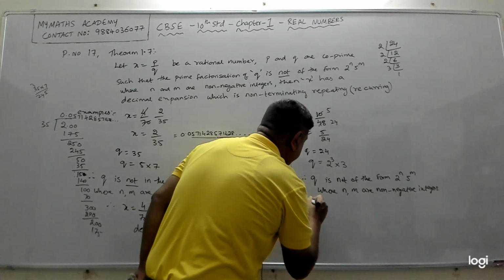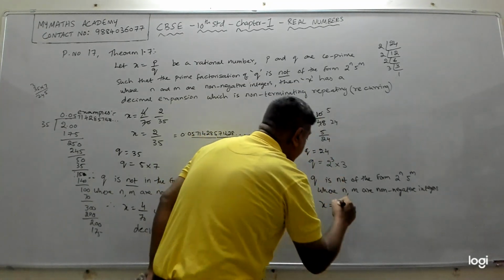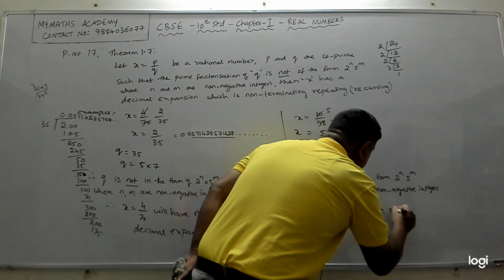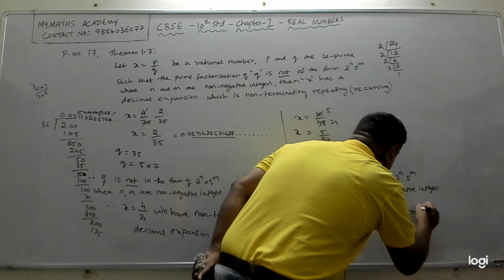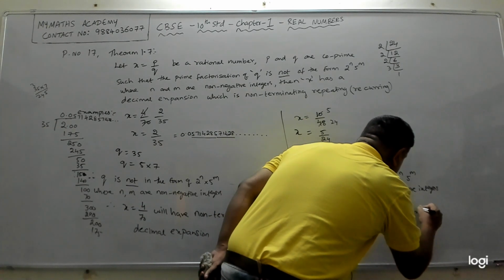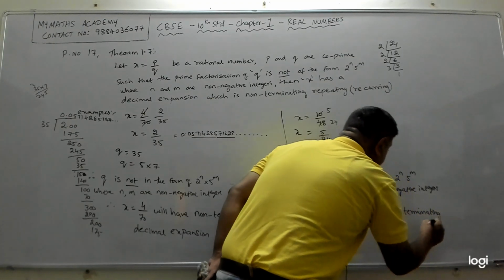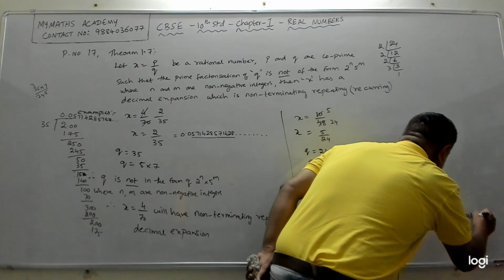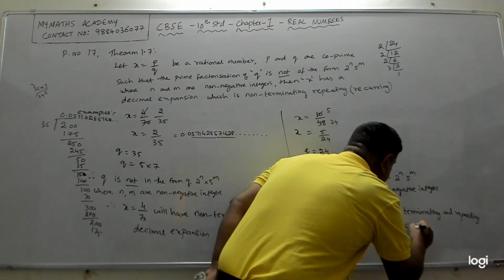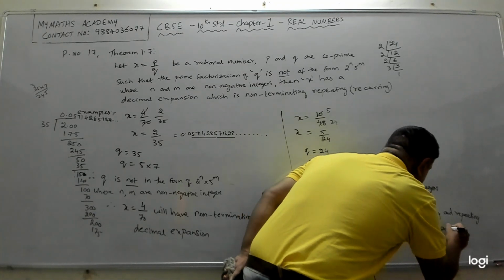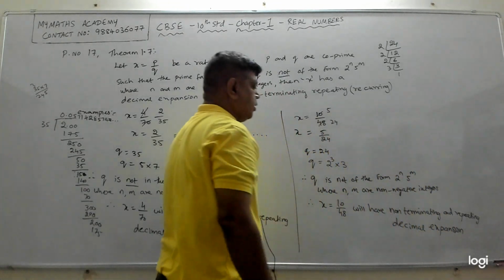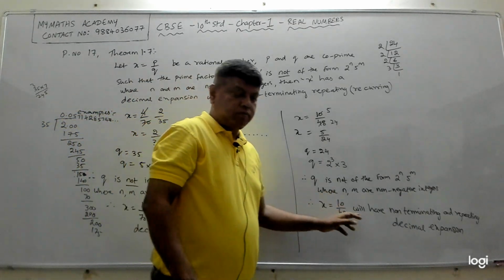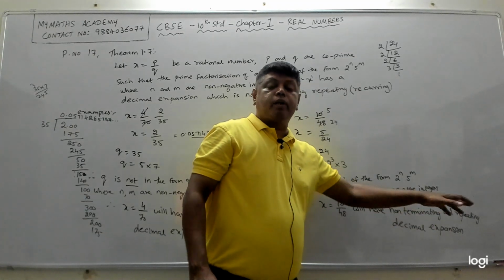So therefore we can say x is equal to 10 by 48 will have a non-terminating and repeating decimal expansion. So we can say that it will not terminate. The decimal will not stop. It will be non-terminating, but it will be repeating.